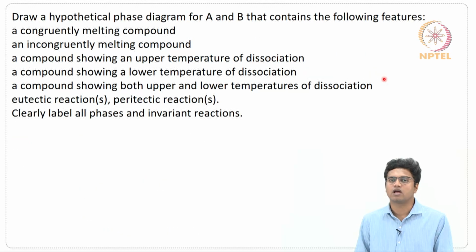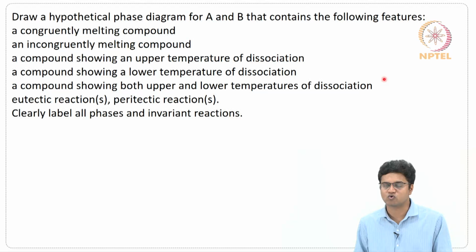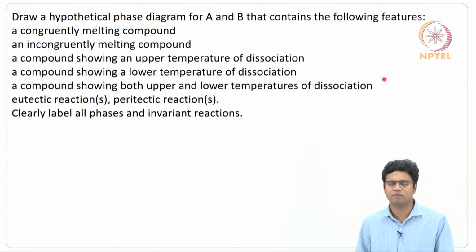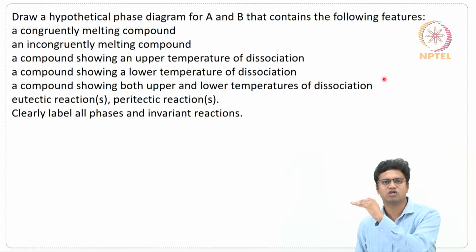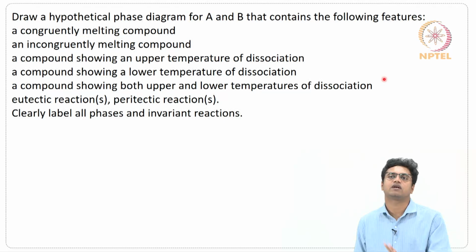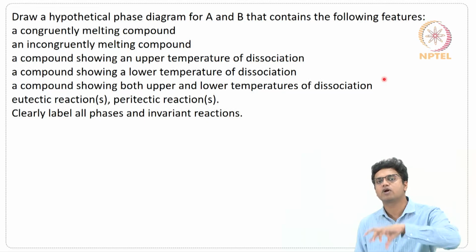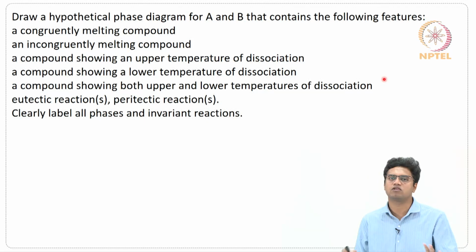Okay. Now another problem I would like to solve. It's an interesting problem. Draw a hypothetical phase diagram between A and B that contains the following features. I have to draw a hypothetical diagram which contains a congruently melting compound, an incongruently melting compound, a compound with UTLS, that is upper temperature limit of stability, and a compound with a lower temperature limit of stability. It should contain eutectic and peritectic reactions, and also compounds with both upper and lower temperature limit of stability, and label all the phases.